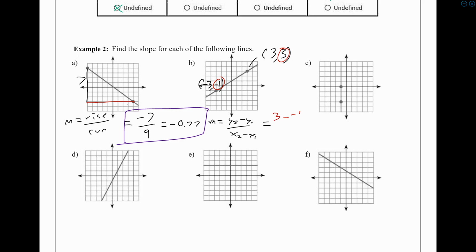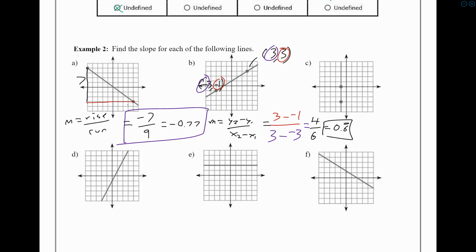3 minus negative 1 over x2 minus x1, 3 minus negative 3. So our slope here is 4 over 6, or if you want to simplify that, 2/3 or 0.6 repeating. That's our slope there, 0.6 repeating.